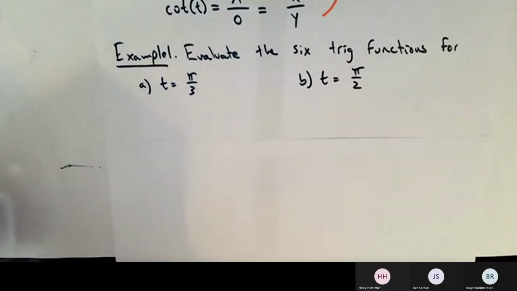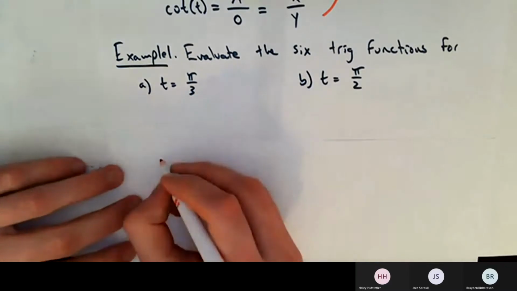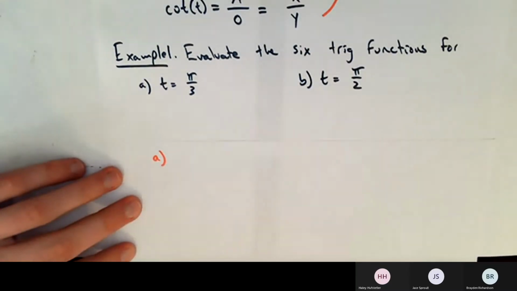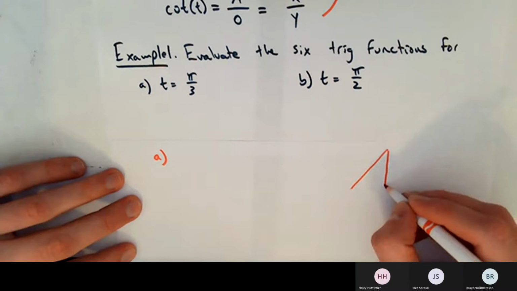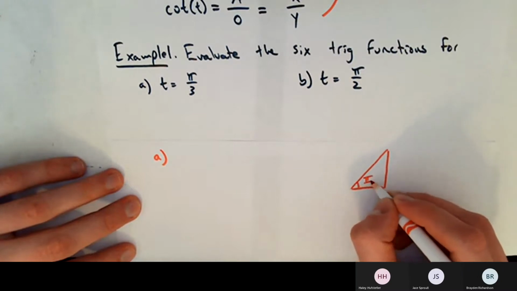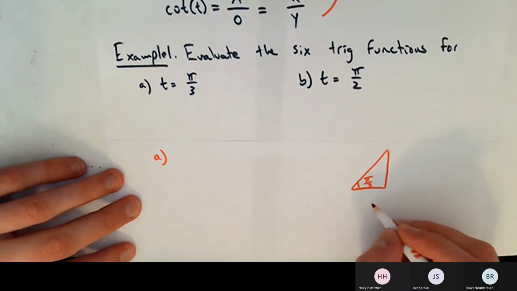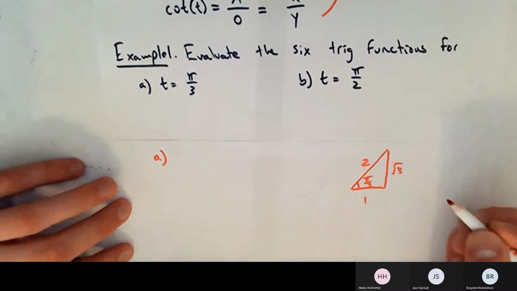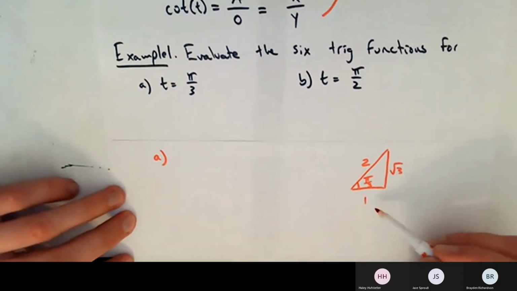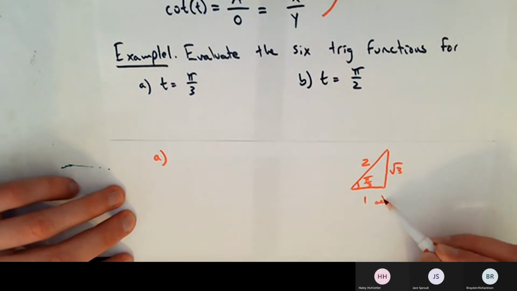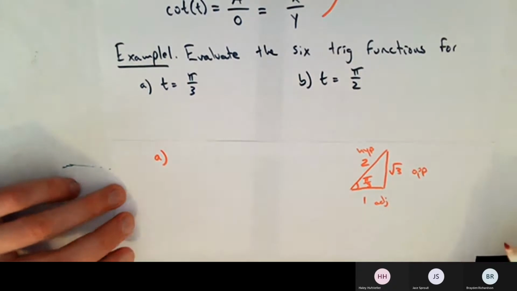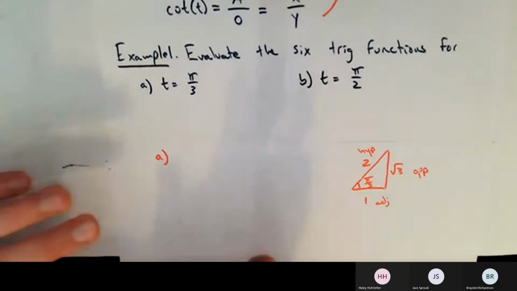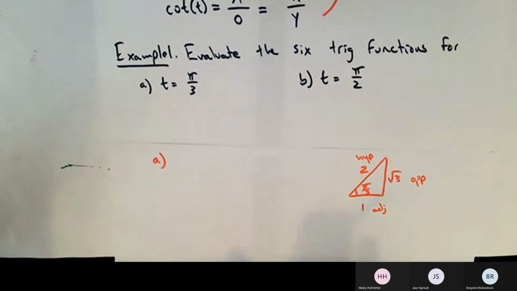Okay, so part A, solution in red. Here's what we're going to need. We're going to need a pi on 3 triangle, so we can recall the side lengths. It should be 1, square root of 3, and 2. So where 1 is my adjacent side, square root of 3 is my opposite side, and of course 2 is the hypotenuse, right? Okay, and by the way, this is in the first quadrant, so everything is positive, okay?